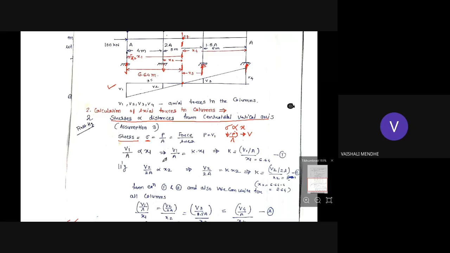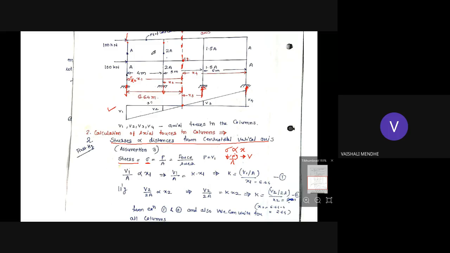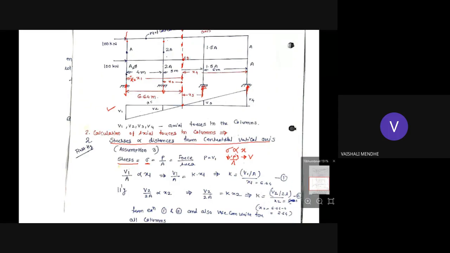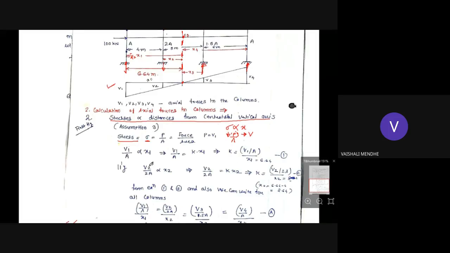But here you have to take note that you just see the area of the frame. Like in the first column, upper and lower story, it is area A. And here it is twice A. V2 by twice A is directly proportional to x2. So V2 by twice A is equal to K into x2. So again, we get the value of K, that is V2 by twice A divided by x2.